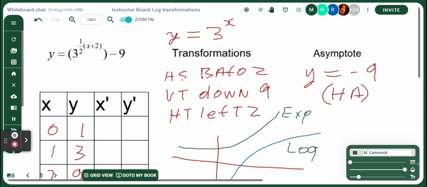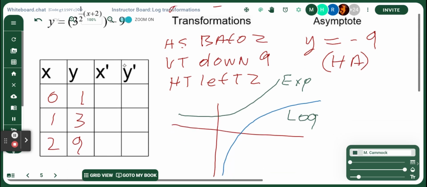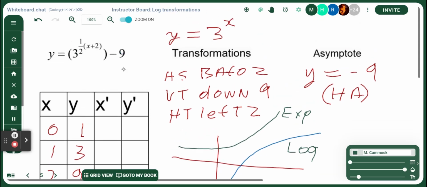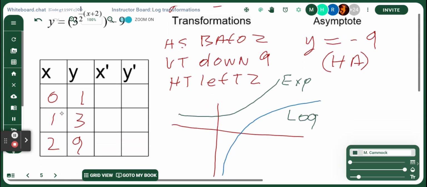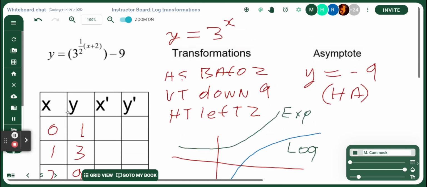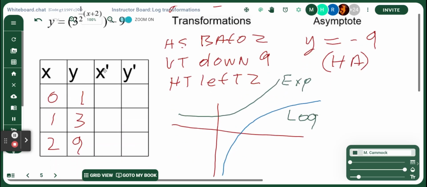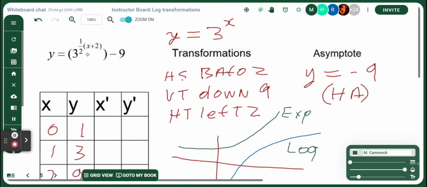Okay, Noah was asking now about what happens to the transformed x's. So let's get to that. We're focusing on the x's now, we'll get to the y's later on. We are going to multiply each x value by 2 because it has been stretched by a factor of 2. And then it says left 2, so we're going to subtract 2 from it, which is exactly what Noah says.